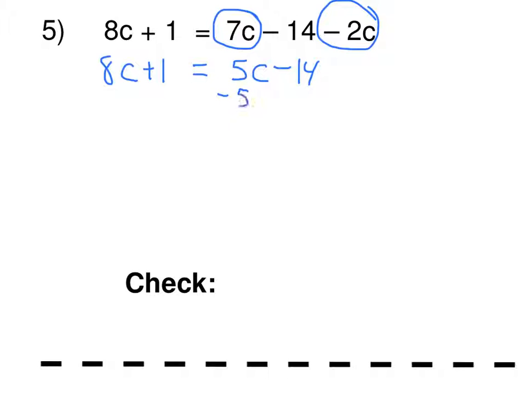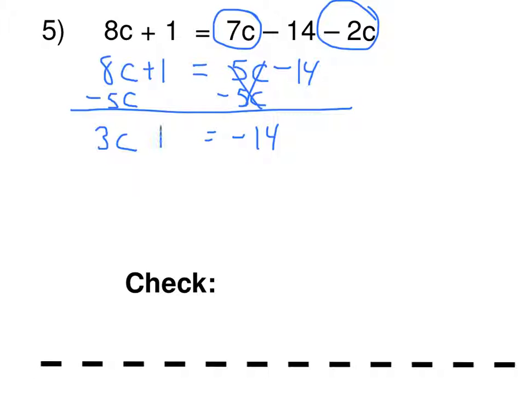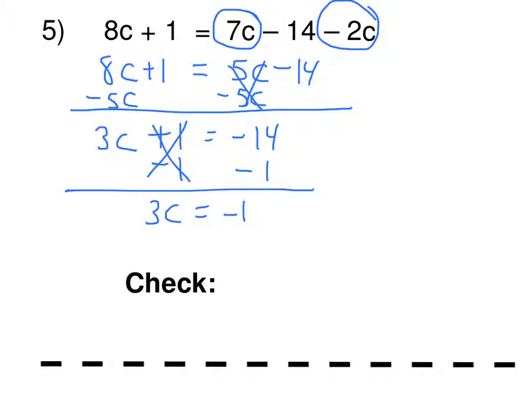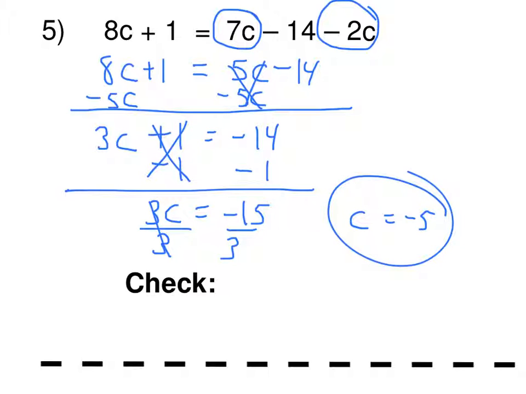I need to bring the 5c over to the left, so I'm going to subtract it from the right and subtract it from the left. So this is canceled. Bring down the negative 14. 8 minus 5 is 3c plus 1. Then I want to subtract the 1. So that goes away, and I get 3c is equal to negative 15. Divide by 3, and c is equal to negative 5. And you can check if you want.